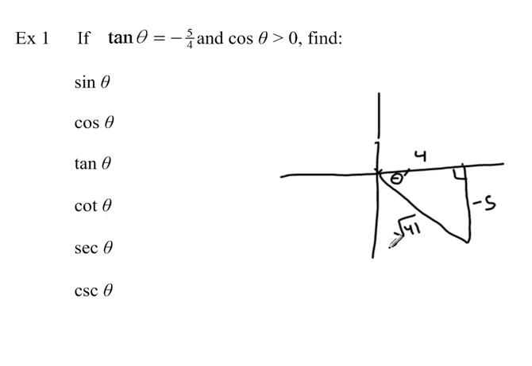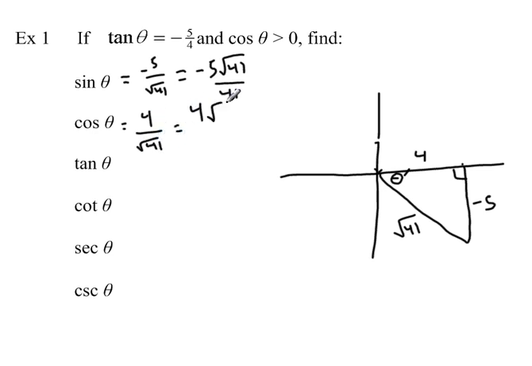Now that we know where to draw this, the tough part here is just figuring out where to draw this diagram. But now that we've got it, coming up with these answers is relatively simple. Sine is opposite over hypotenuse. And this quantity is perfectly correct, but sometimes it's easier to work with if we rationalize the denominator. Cosine would be adjacent over hypotenuse, and I will rationalize that denominator as well. Tangent, we're given in the problem, -5/4.